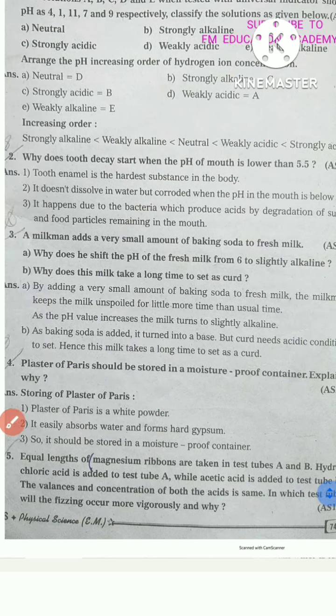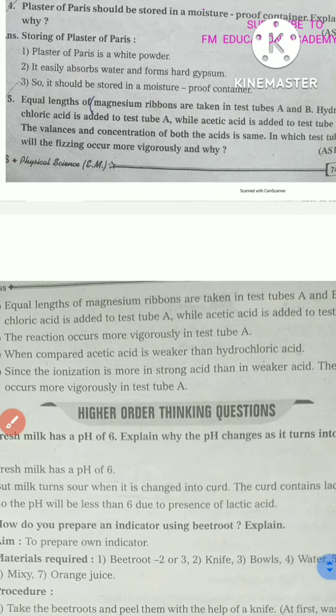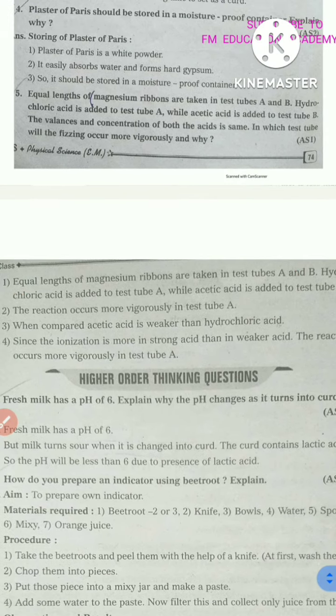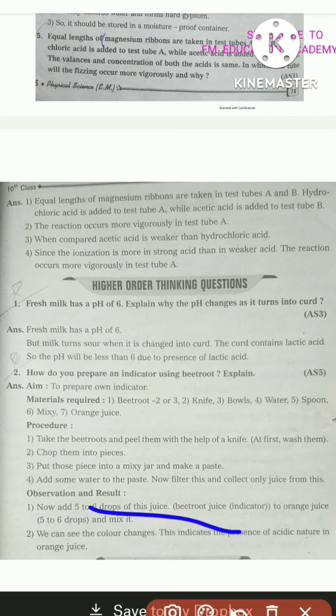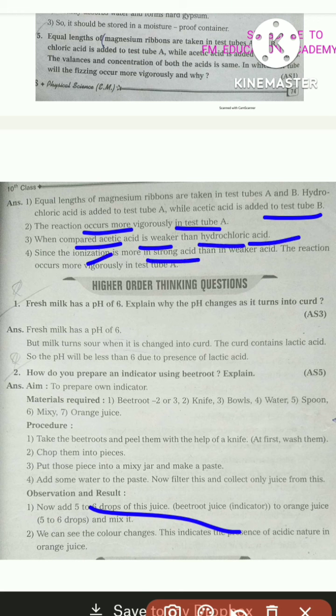So the answer for this question is, equal lengths of magnesium are taken in test tubes A and B. Hydrochloric acid is added to test tube A while acetic acid is added to test tube B. That is the first point, they are writing whatever is given. The reaction occurs more vigorously in test tube A because acetic acid is weaker than hydrochloric acid. Since the ionization is more in strong acid than in weak acid, the reaction occurs more vigorously in test tube A. Okay, ionization, that is formation of ions, is more if strong acid is taken with magnesium ribbon.